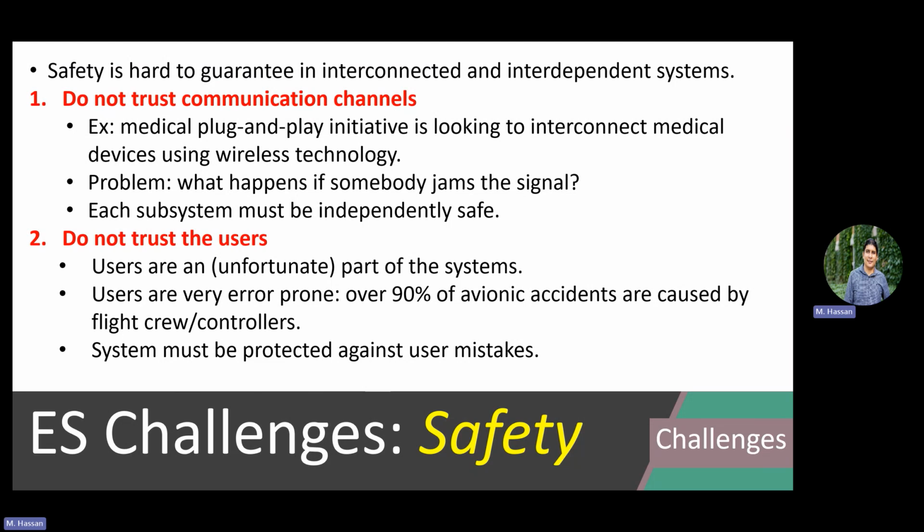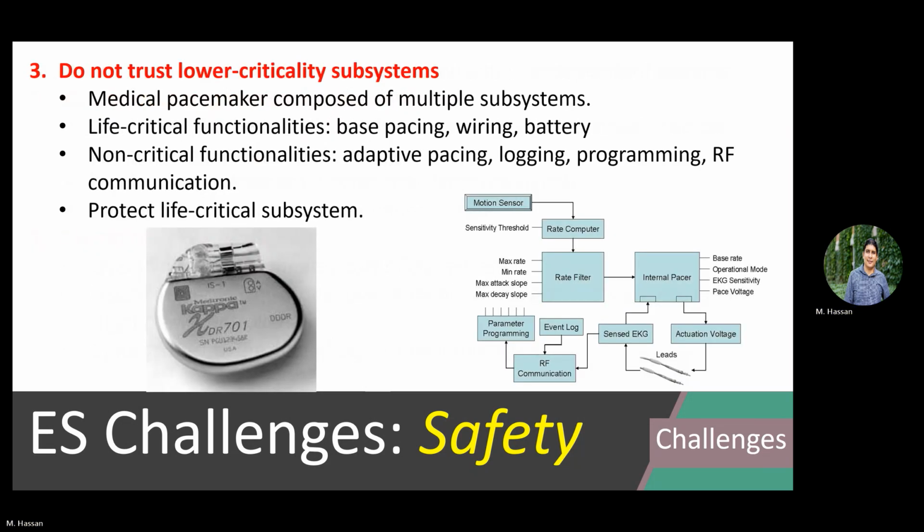So you will see in these few slides, we're going to talk a lot about problems, and then later on we'll think about solutions, right? So if I cannot trust the communication channel because of the non-critical task, it in fact makes more sense that I don't trust the lower criticality task itself, right?